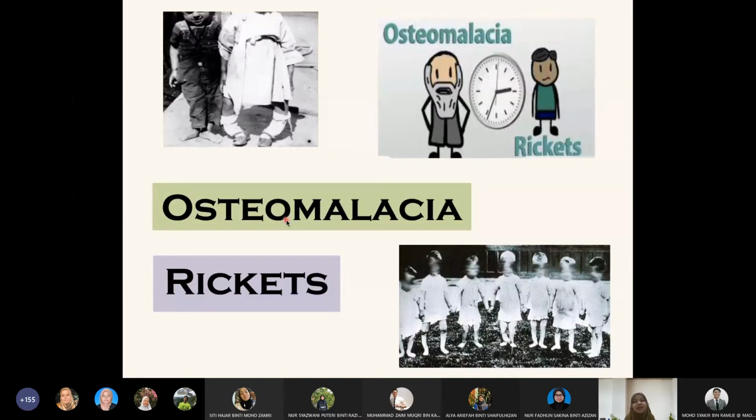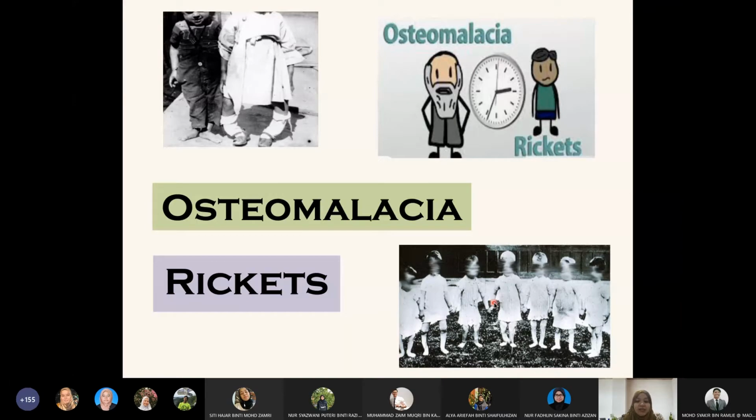Okay, now we're done with osteoporosis, so let's move on to another topic, which is osteomalacia. Okay, osteomalacia and rickets are a similar condition. It is due to vitamin D deficiency. So when it occurs in adults, it is osteomalacia, and when it occurs in children, it is called rickets.